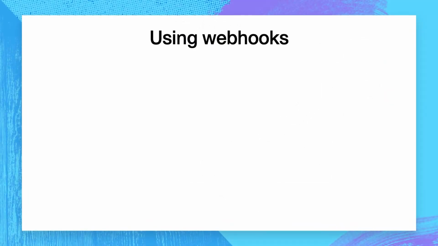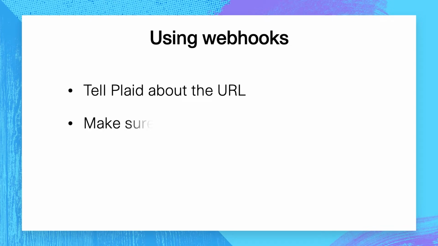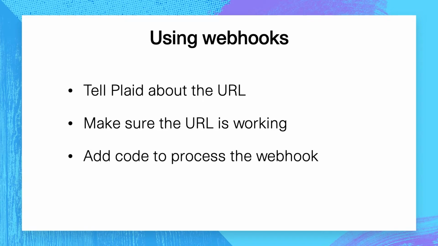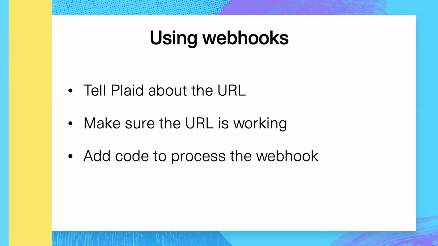So to get started with webhooks, you're going to need to do three things. One, you're going to need to tell Plaid what endpoint on your server Plaid should talk to. Two, you're going to need to make sure Plaid can actually reach that endpoint. And three, you'll probably want to do something meaningful in your server code once you receive that webhook.